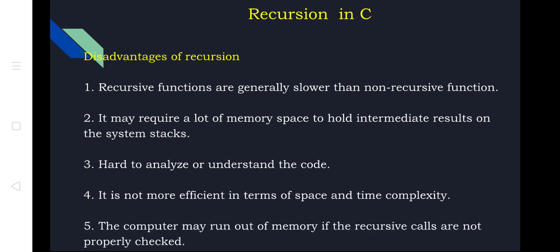And the last one is that the computer may run out of memory if the recursive calls are not properly checked. As I told just before, the same point is repeated from a different angle. When the recursion is not checked properly, unwanted intermediate results will be stored in the stack of the memory. That will occupy more memory, and sometimes the system may run out of memory. That means enough memory may not be available for the proper execution of the program. These are all the disadvantages of recursion.